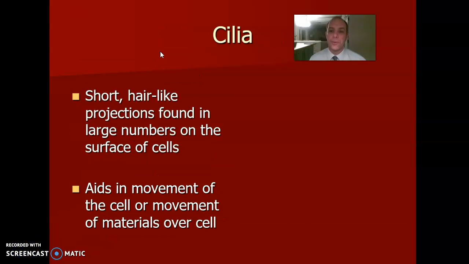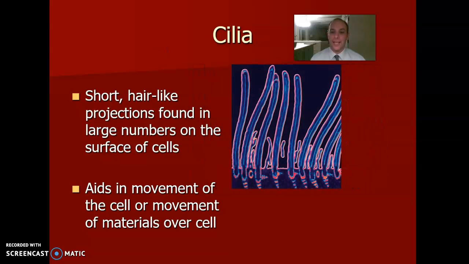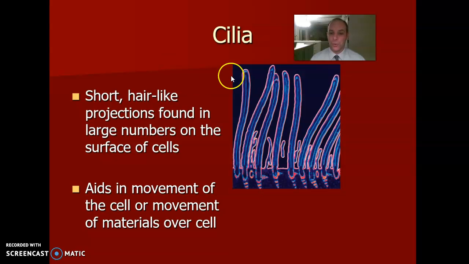That brings us to cilia. Well, what is cilia? Short hair-like projections found in large numbers on the surface of cells. And cilia can be arranged in different manners in different cells in different organisms, right? But anytime you see these short little hair-like projections, it's called cilia. For our purposes right now, it aids in movement of the cell or movement of materials over the cell. And that's what they look like. Right? Short little hair-like projection.